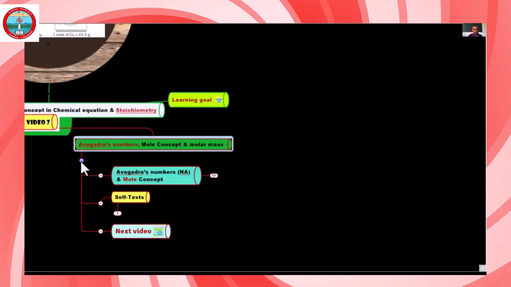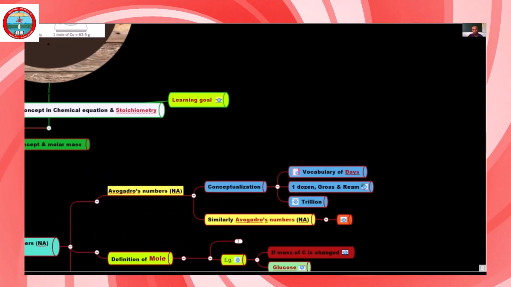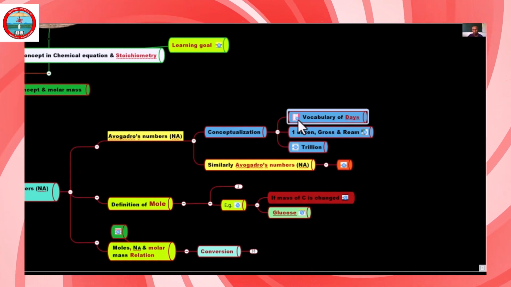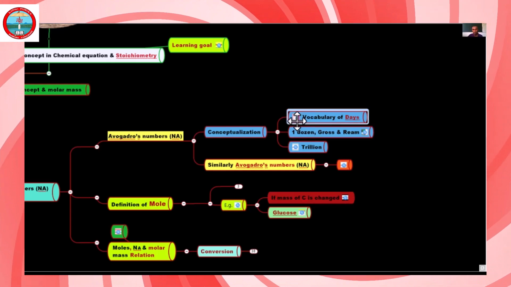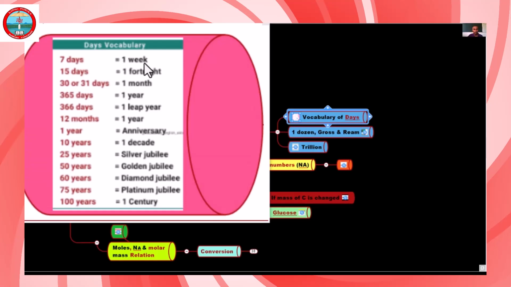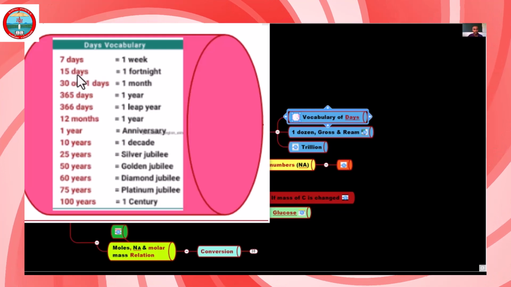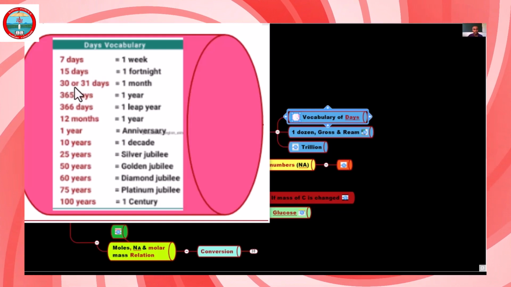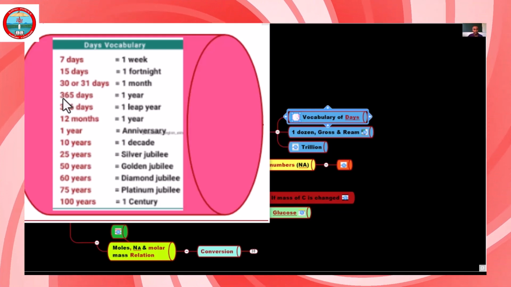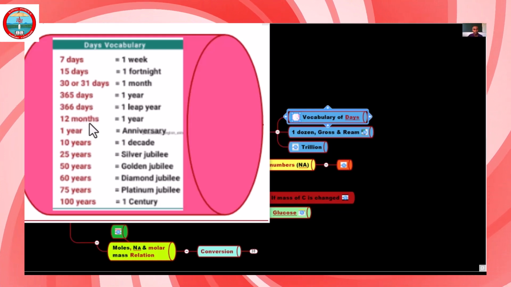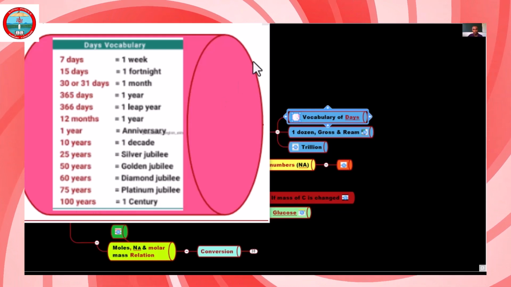Another topic is the Avogadro and mole concept. Before explaining what the Avogadro number is, let me explain the concept in terms of the vocabulary of days, dozen, gross, ream and trillion. In terms of the vocabulary of days, we know that in a week there are 7 days, in one fortnight there are 15 days, in 1 month there are 30 days, and in 1 year there are 365 days and 12 months. Similarly, in 1 century there are 100 years and the like. This is the vocabulary of days.